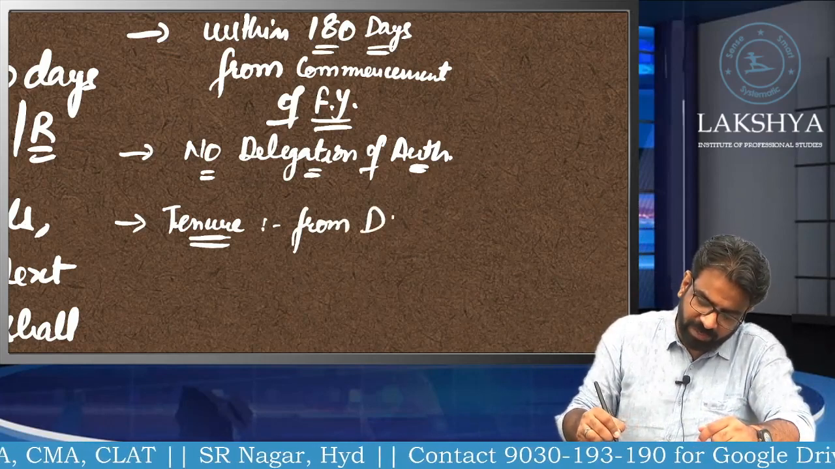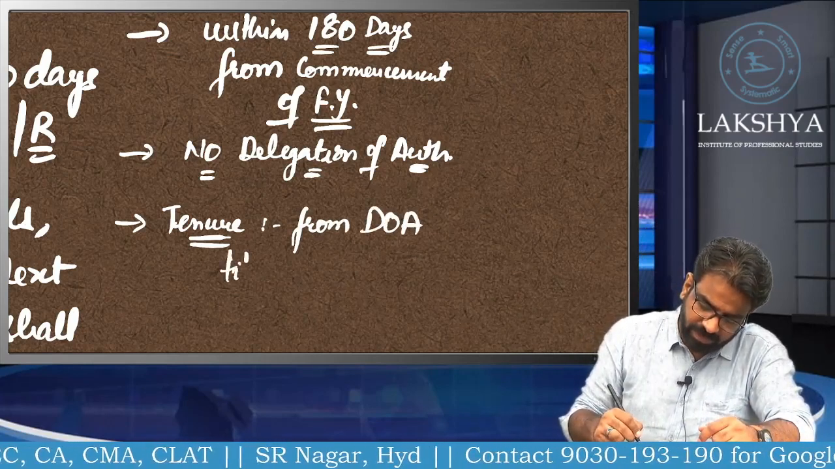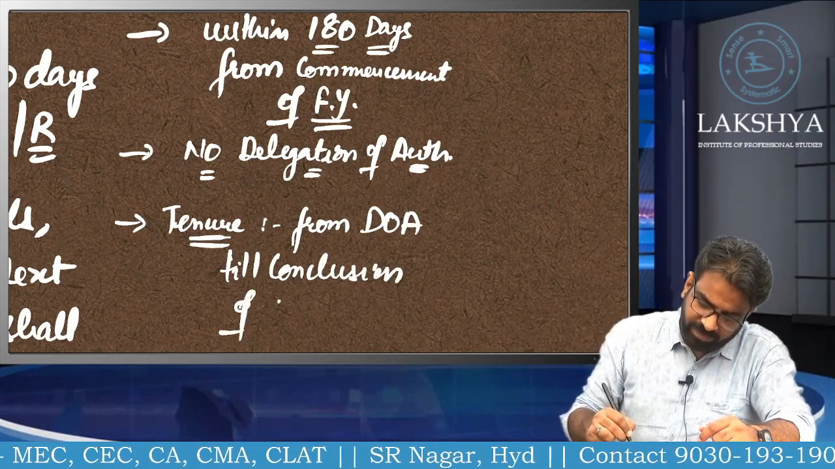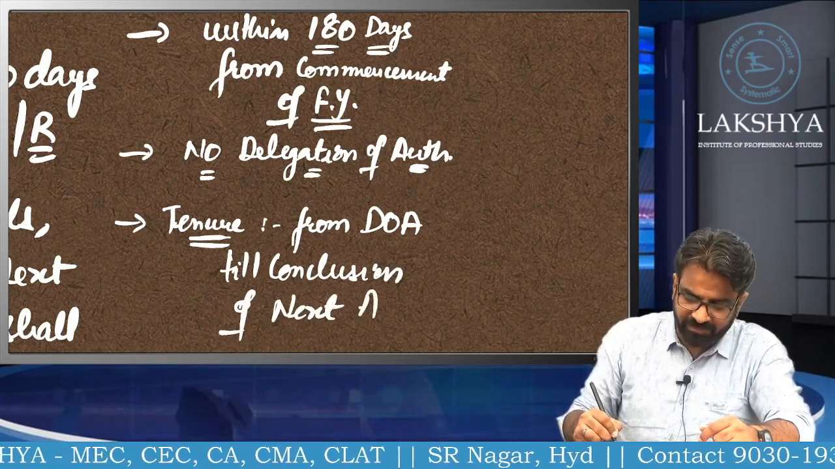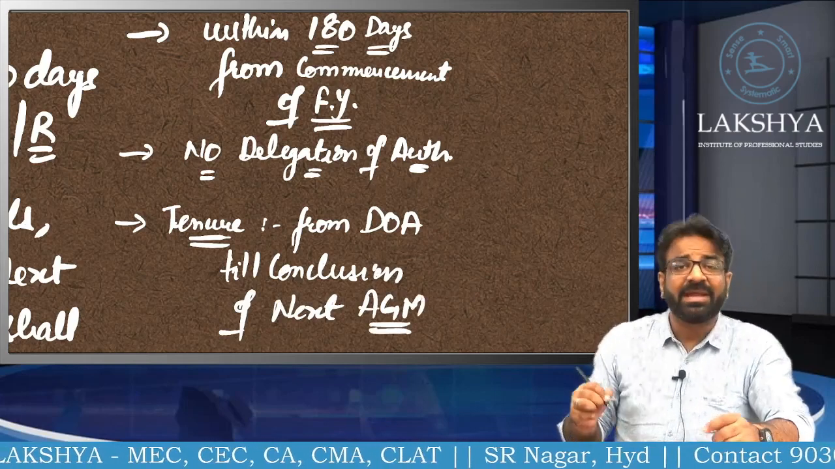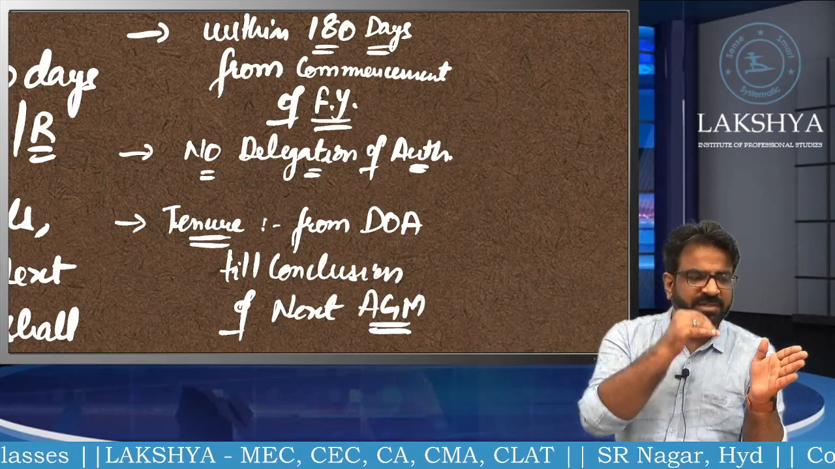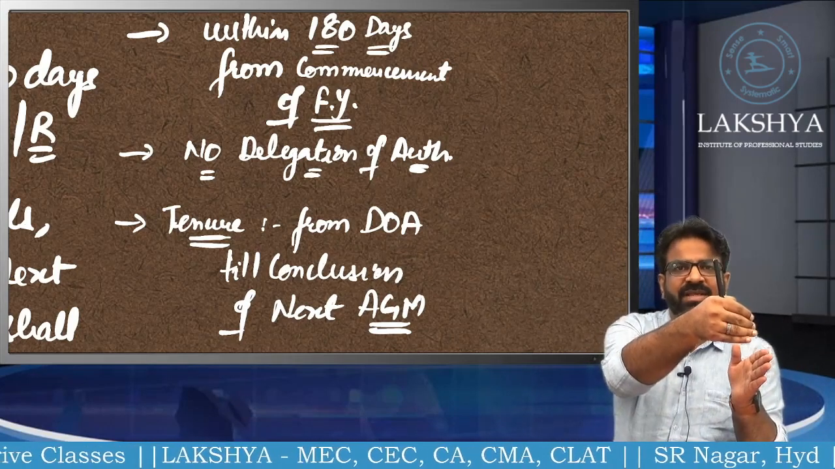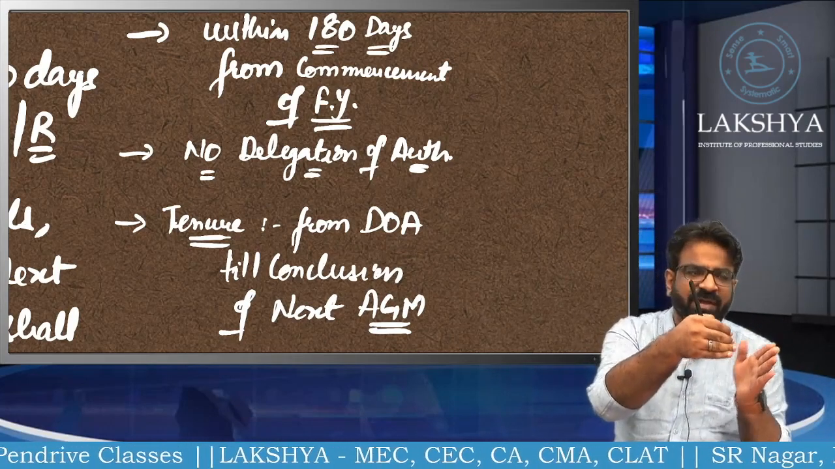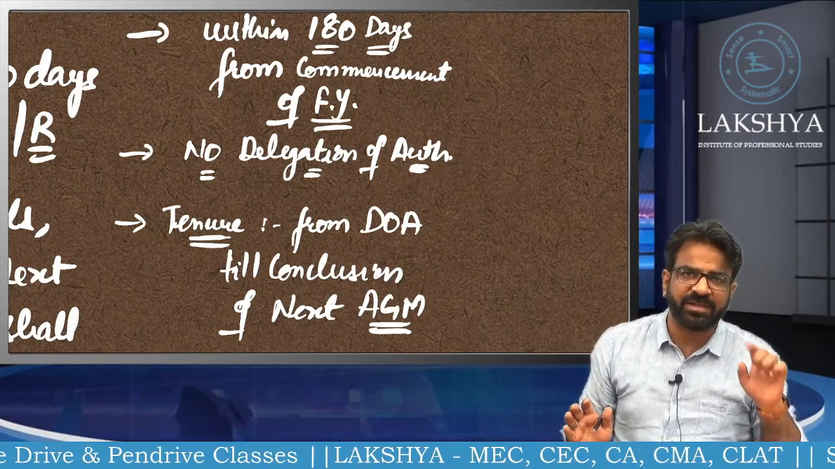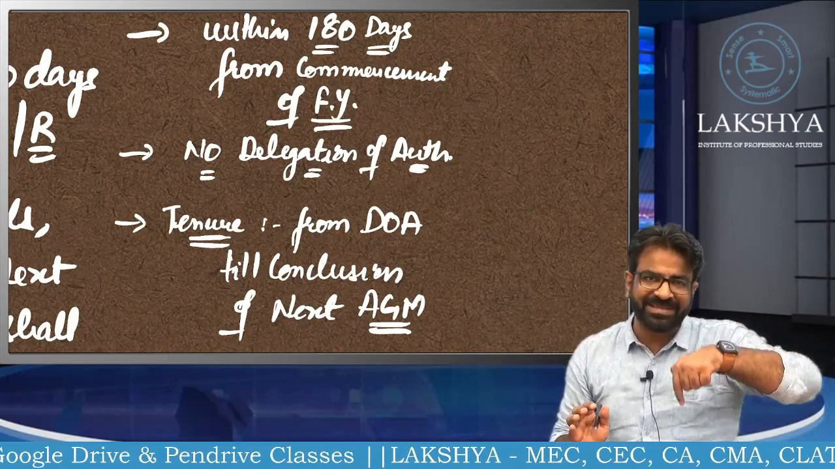From date of appointment till conclusion of next AGM. Till the conclusion of which AGM? Next AGM. Are you getting the point? First AGM is already over. This particular auditor is appointed because AGM is held in the next year or not. Financial year got over. 1920 financial year got over. Right, now first financial year 1920, for that AGM got over.